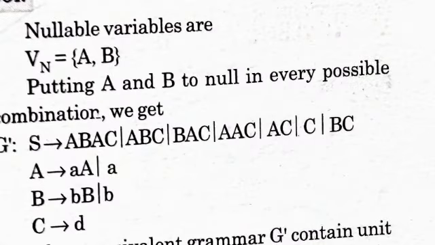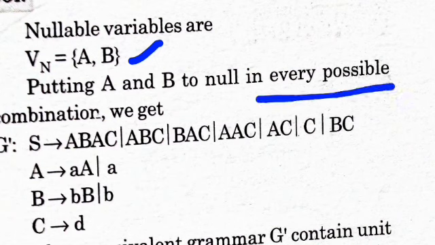So here the solution is that firstly we eliminate nullable variables. The nullable variables are A and B, and we put A and B to null in every possible combination. So we got S produce ABAC or ABC, BAC, AAC, AC, C or BC. And here we got A produce A, B produce B, and C produce D.